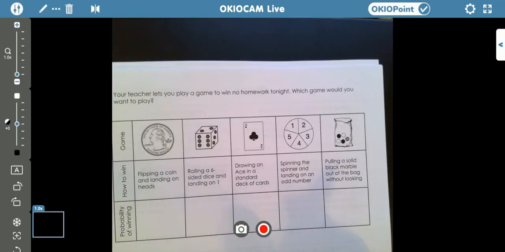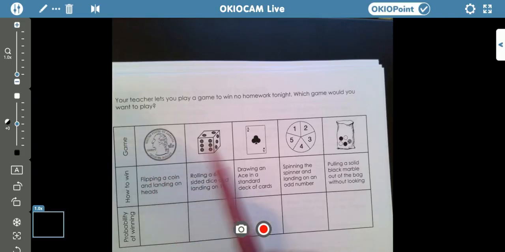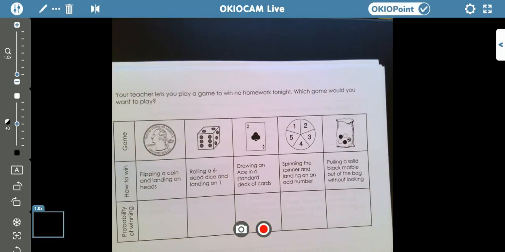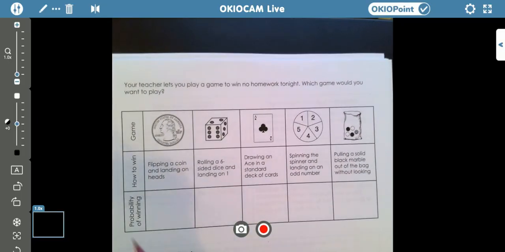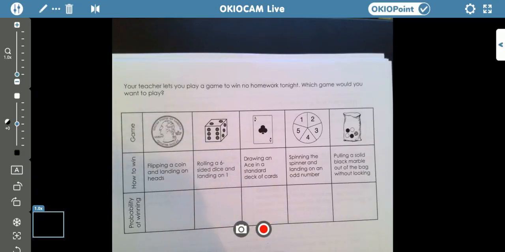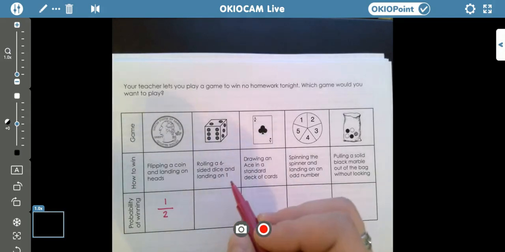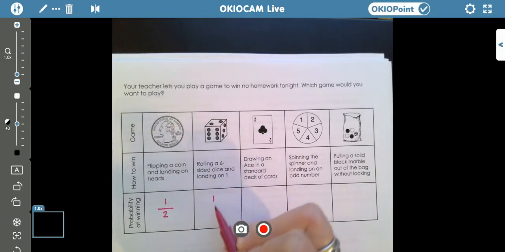Different things that you've definitely seen before when it comes to probability. We're looking at coins, dice, cards, spinners, pulling a marble out of a sack, and we want to see which game you would want to play based on probability of winning. So how to win if you flip a coin and land on heads? Well, there's one possibility of getting heads out of 2 total possibilities. Rolling a 6-sided die and landing on a 1, there's 1 out of 6 options.